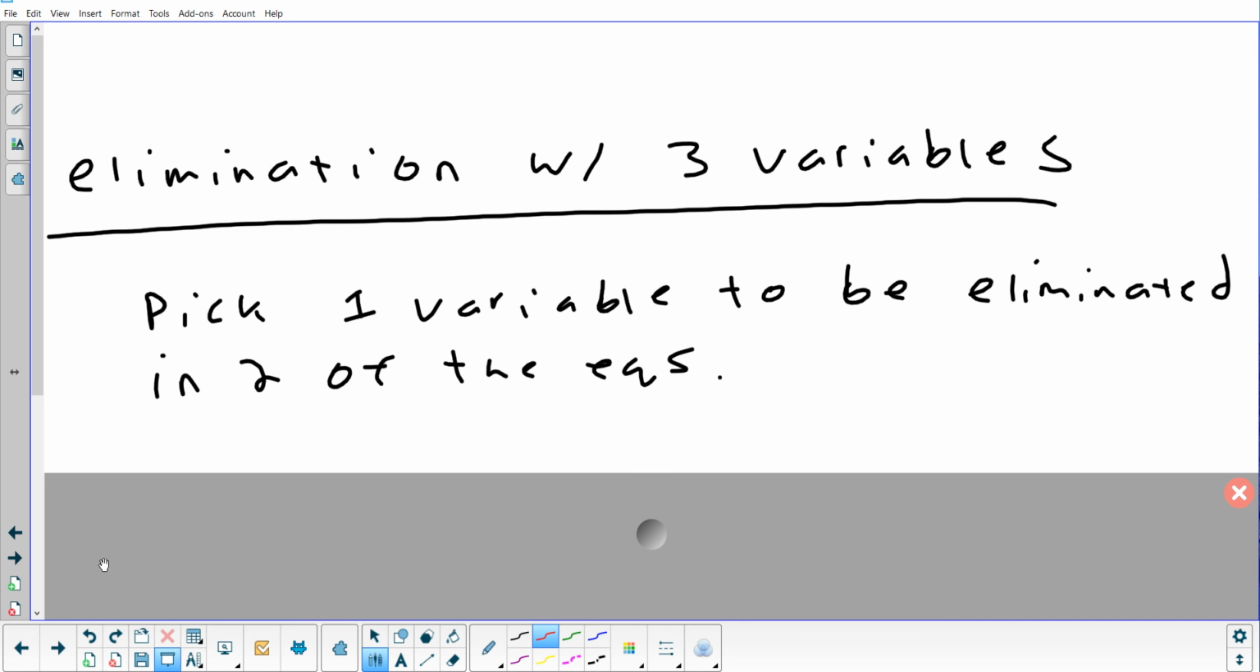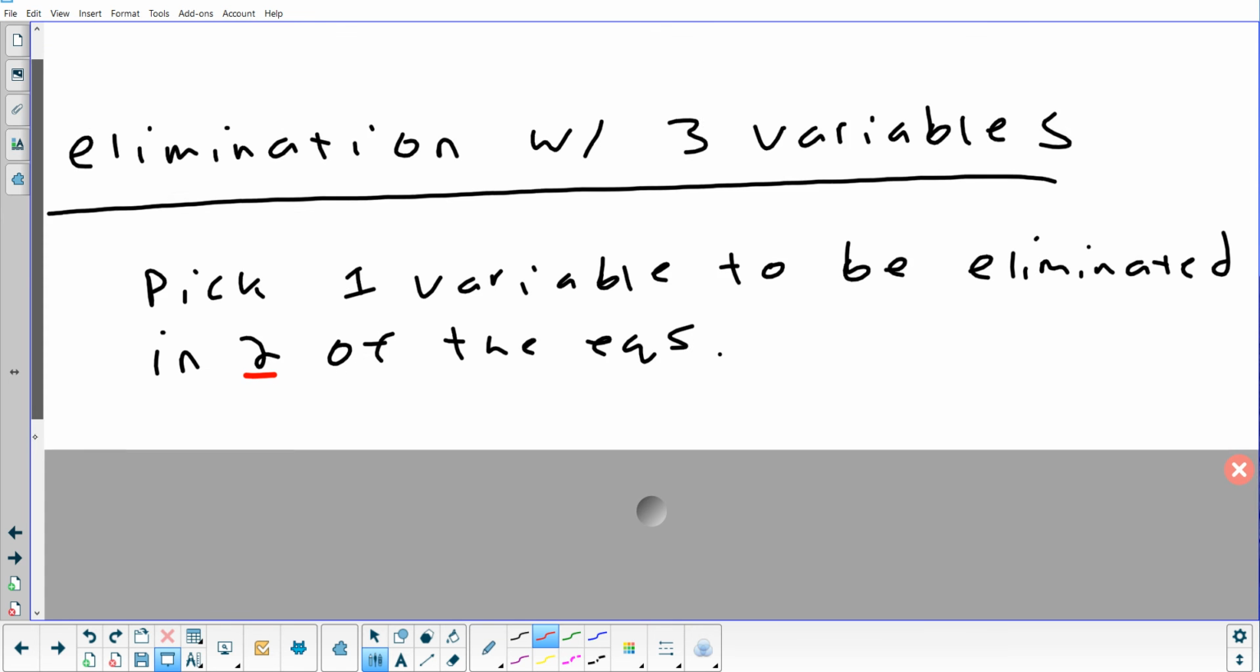Here's the general idea. You're going to have 3 equations. You're going to pick one variable to eliminate in 2 of the equations. And by doing that, you're going to turn your 3 variable problem into a 2 variable problem. And then from there, you can solve it, just like we've been doing other problems. So pick a variable to eliminate in 2 of the equations.